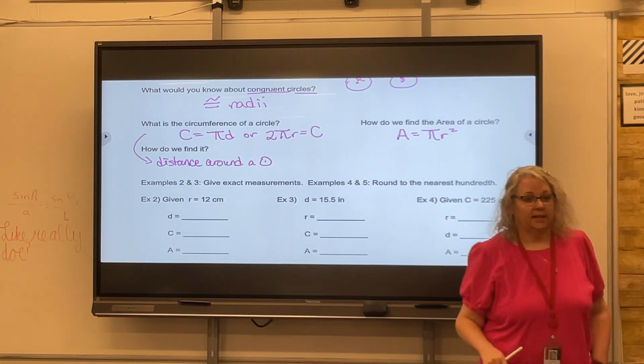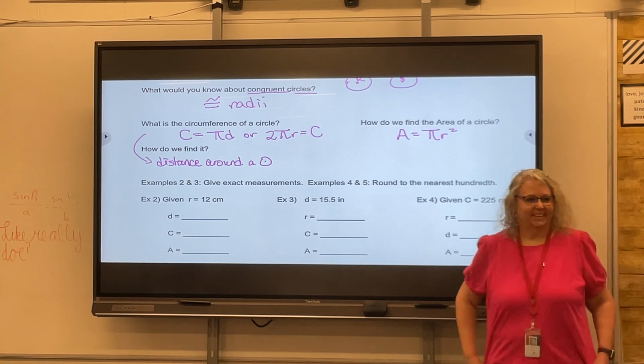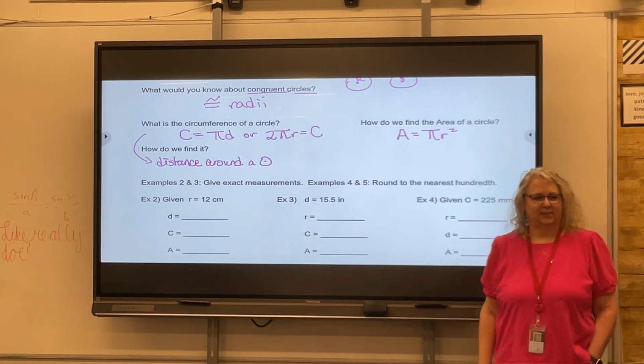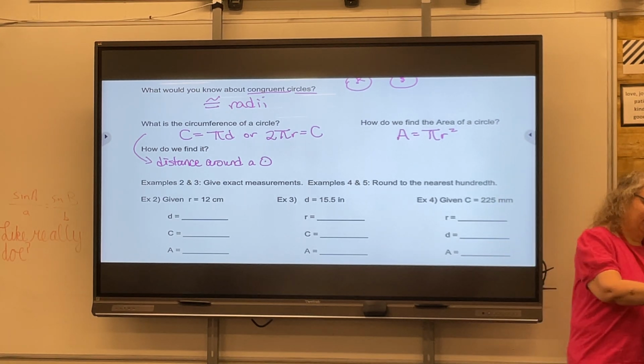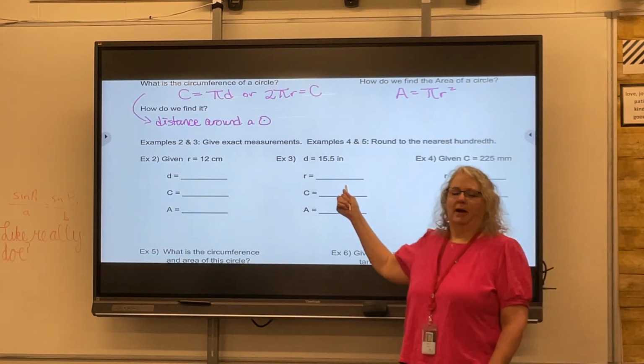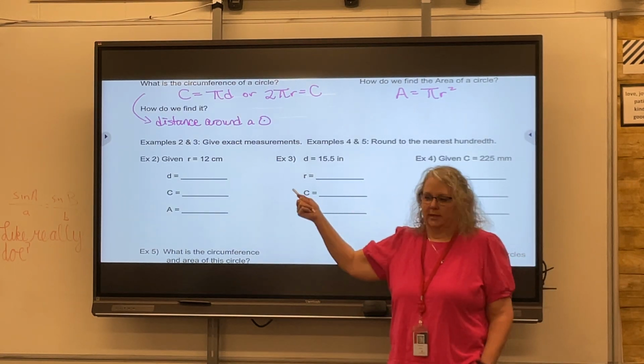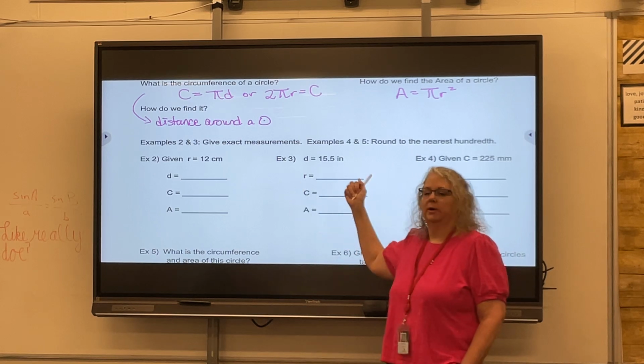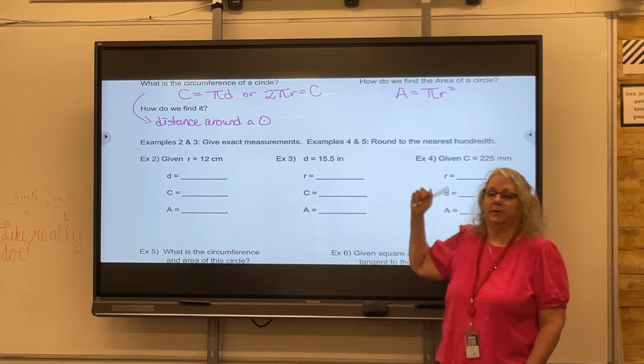Look at Jason's look. Okay, so quick review. Last time I did this before area, so we're going to fly through this part because we've already done circumference and area when we were doing area.